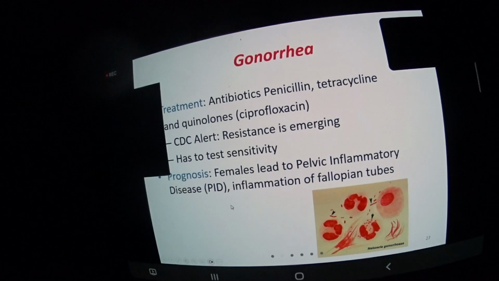Treatments: antibiotics, penicillin derivatives, tetracycline, so a lot of them could affect it and it responds to them. However, a few years back, the CDC sent out an alert. There are some strains of gonorrhea that we're finding that are resistant to antibiotics. So the CDC has requested that everyone go through a sensitivity test and be prescribed specific antibiotics that treat that infection the best, in order to reduce the spread of resistance.